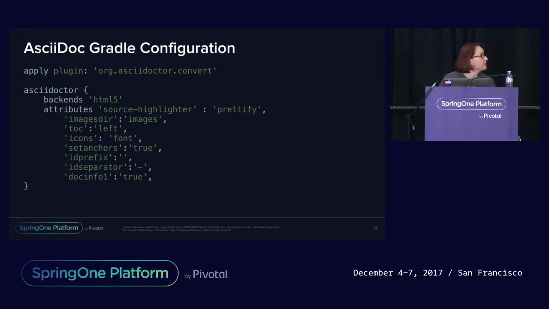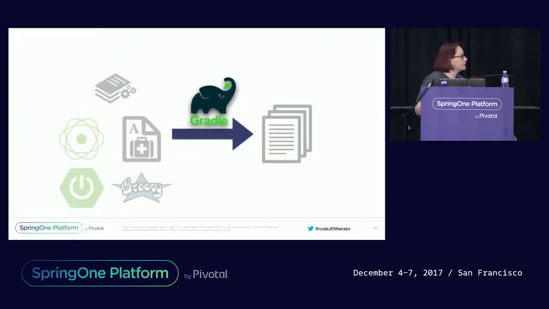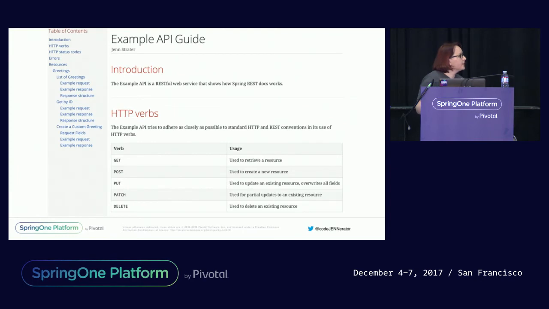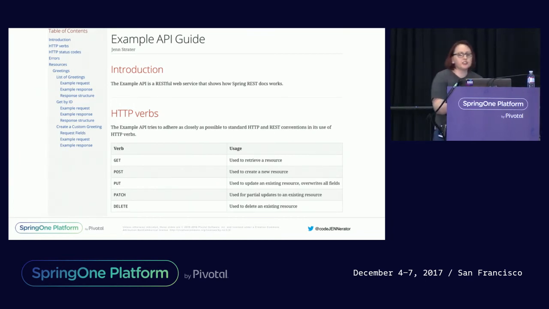So there are lots of things that you can do with configuration. This is the standard one for Gradle, but like I said, it's the same for the other tools. But when we actually go and run this, if we run Gradle, we take that original document, which was just an excerpt from it, and we get this as output. This is just the HTML version.